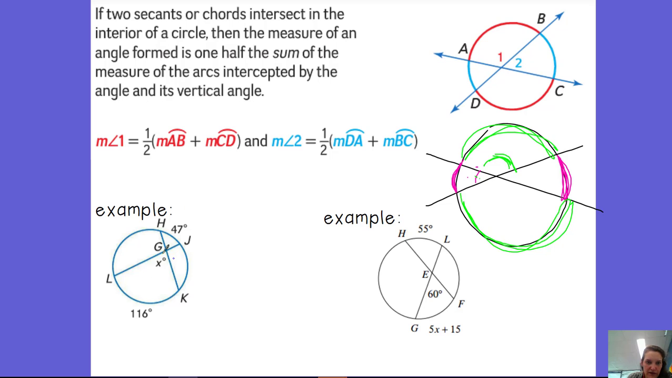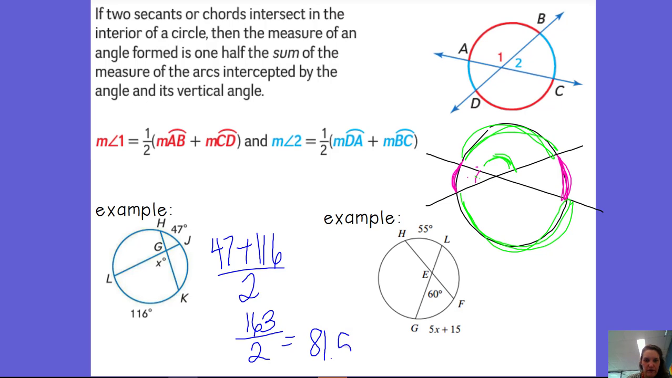So in this example, we want to find this angle X. I'm going to add those 2 arcs, 47 plus 116, and then divide by 2, which is 163 divided by 2, which is 81.5. So X is equal to 81.5 degrees.